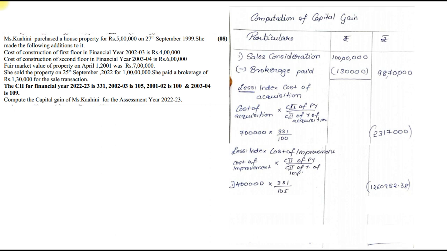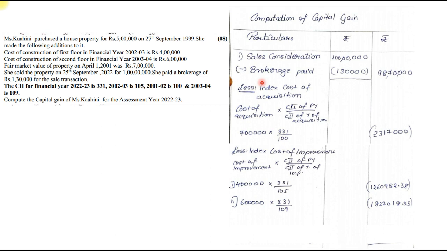We have done one more improvement, that is we made a second floor of the building in the year 2003-04. That value came to 6 lakhs. So 6 lakh into 331 upon 109, because the CI for 2003-04 is given as 109. So again multiply, divide, we get the value as negative 1,822,018.35. Okay. Other than this, nothing else has been given.